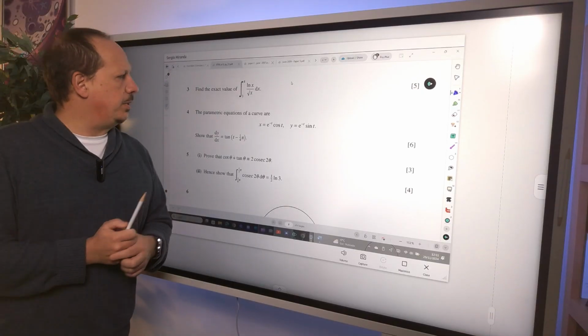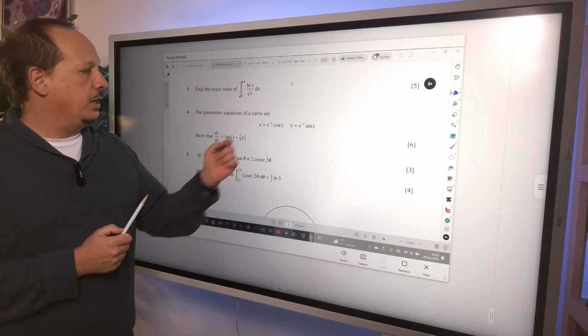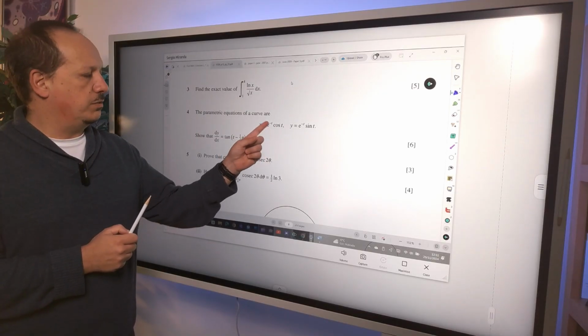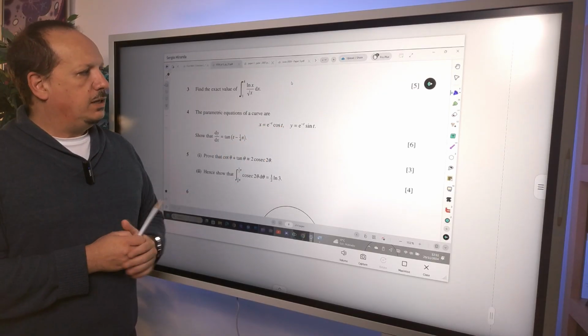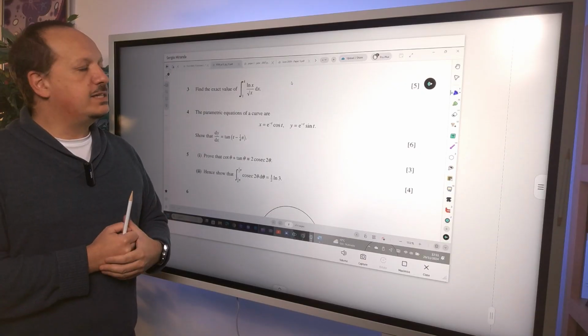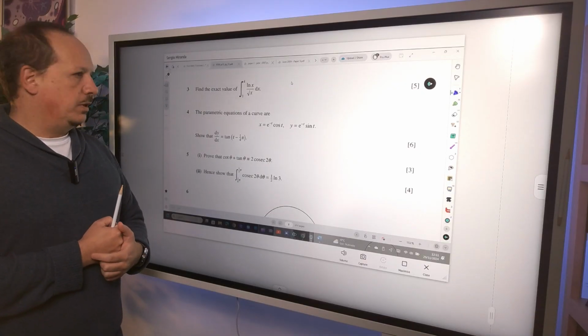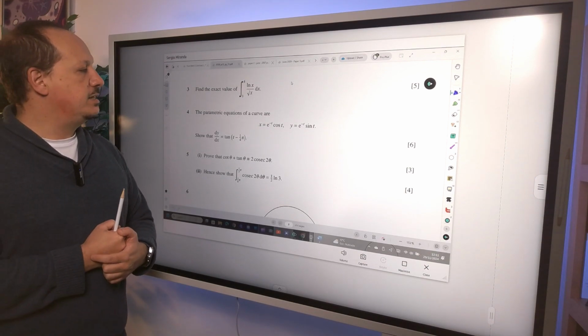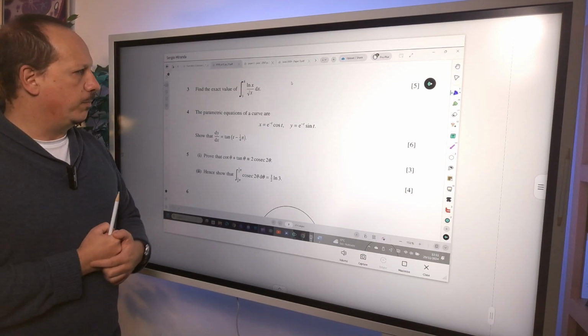And it says the parametric equations of a curve are x equals e to the power minus t cosine of t. So here the parameter is t. And y equals e to the power minus t sine of t. Show that dy by dx equals tan of t minus pi over 4.